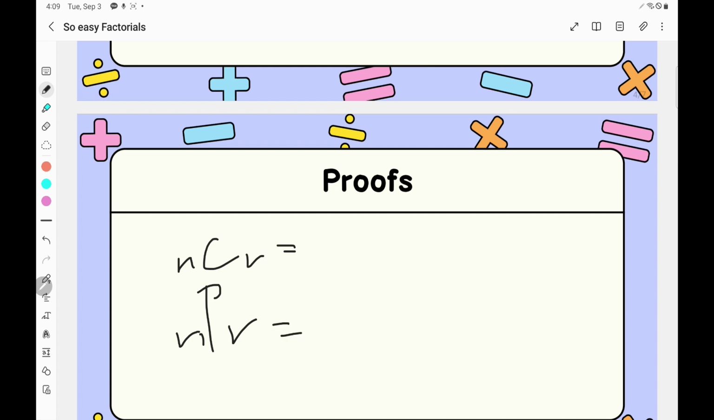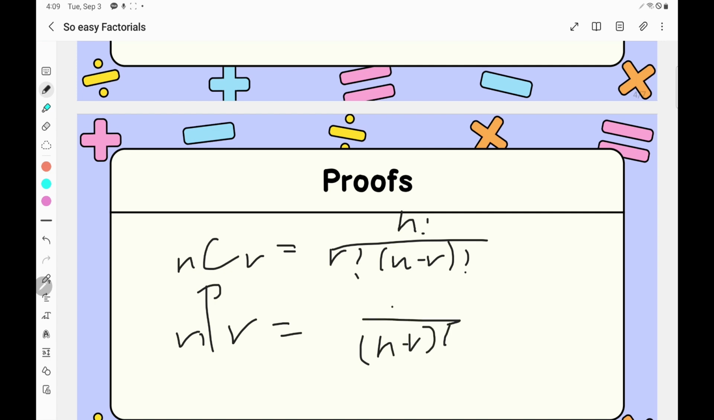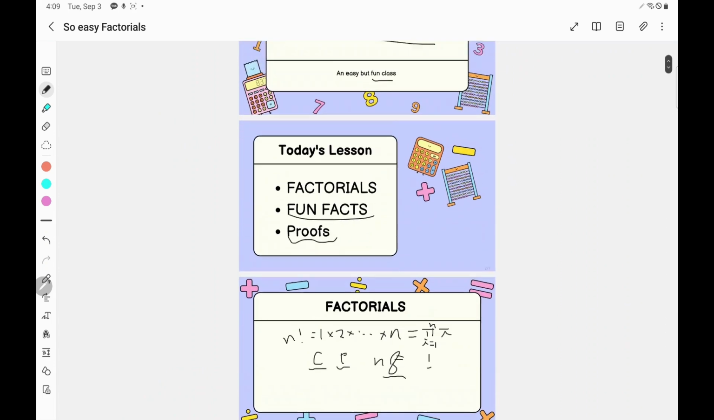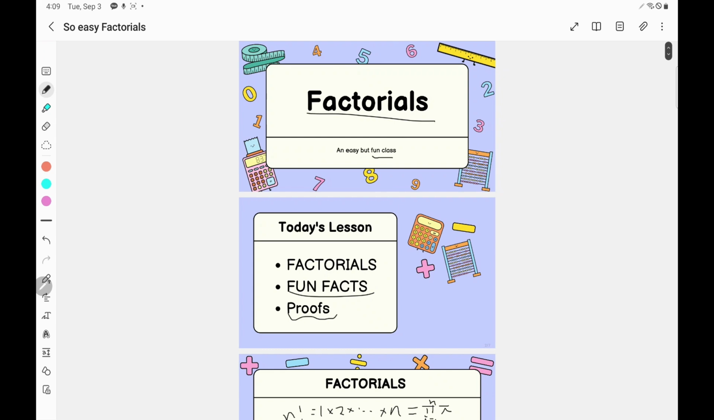nCr equals n factorial over r factorial times n minus r factorial. This is probably right. And nPr equals n factorial over n minus r factorial. This is done.